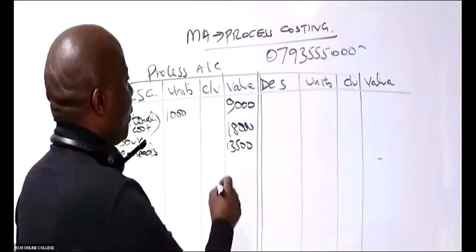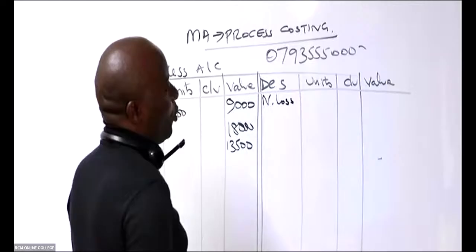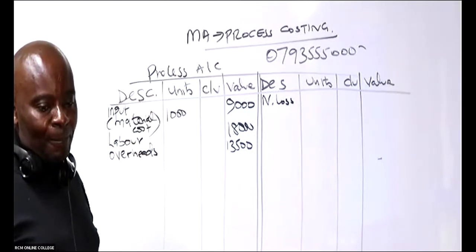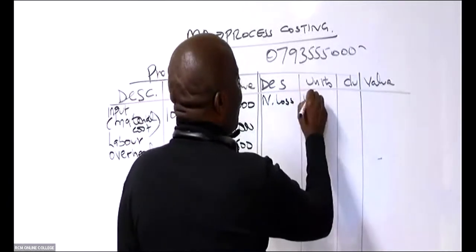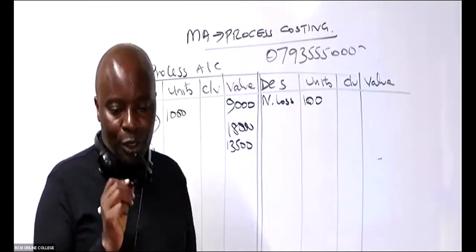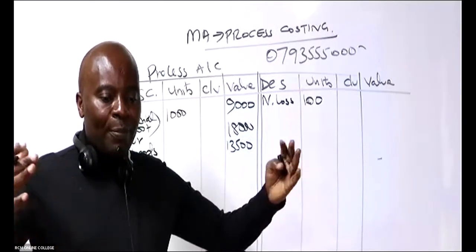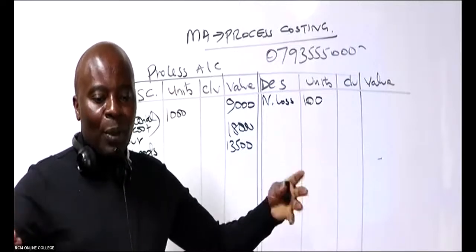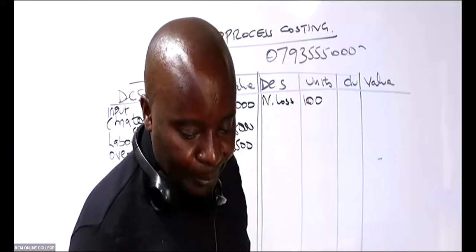And then we have normal loss. Are you able to remember the normal loss units? 100. What do we normally do with normal loss units? We scrap them, sell them at a throwaway price. If it is given there, we shall always sell them. We multiply them by the scrap value. So has the scrap value been given in this question?